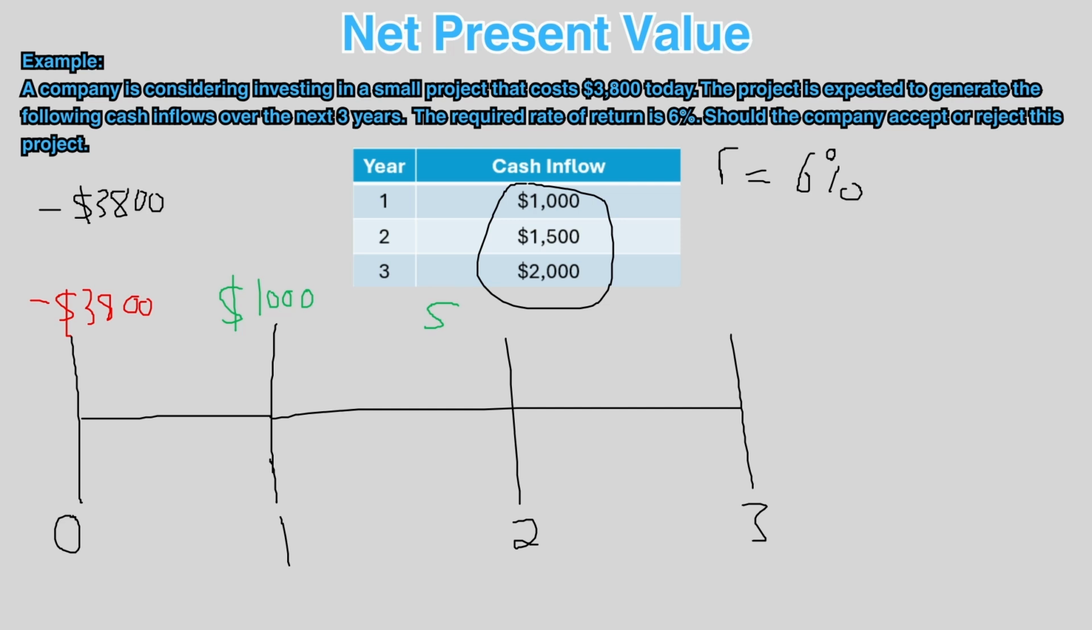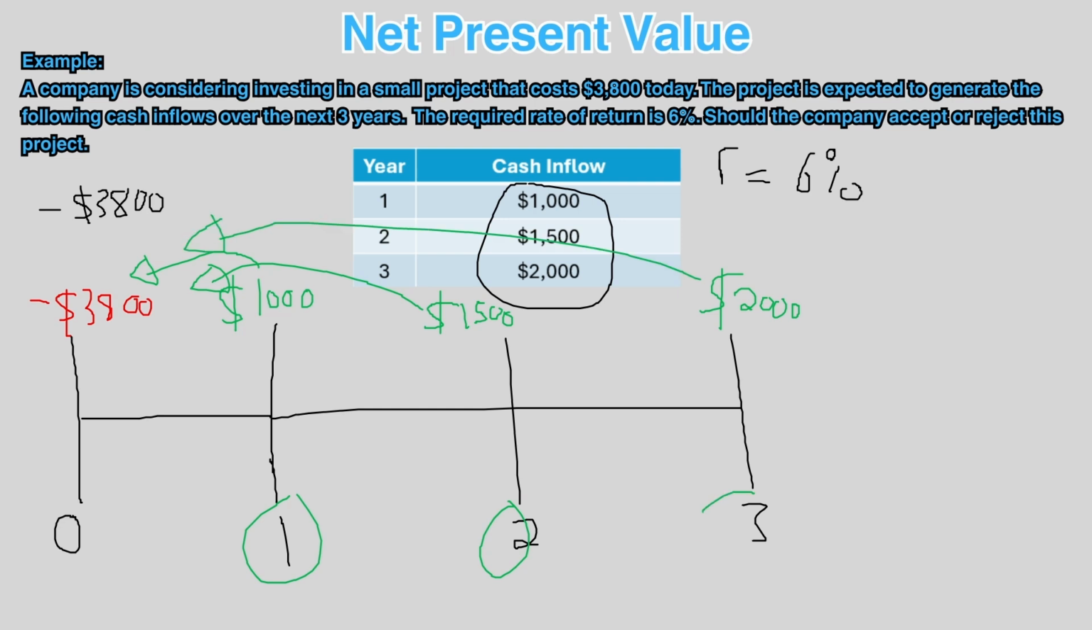And then in 2 years we're getting $1,500, so I'll write that here. And in 3 years we're getting $2,000, so I'll write that here. And it just helps me visualize what's going on. And then it's a lot easier to do the question, because you can just discount this back for 1 year, discount this back for 2 years, and discount this back for 3 years. So go ahead and try that, and remember, accept the project if the NPV is greater than 0, and reject if the NPV is less than 0.